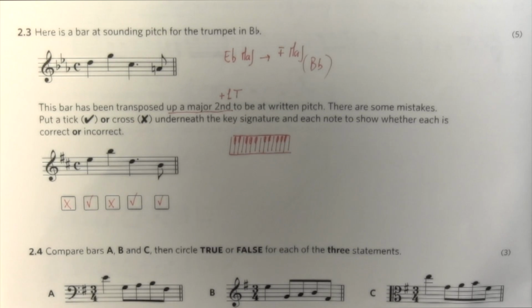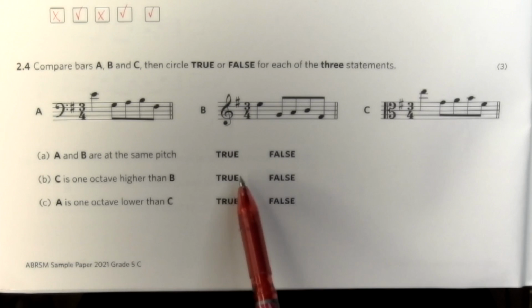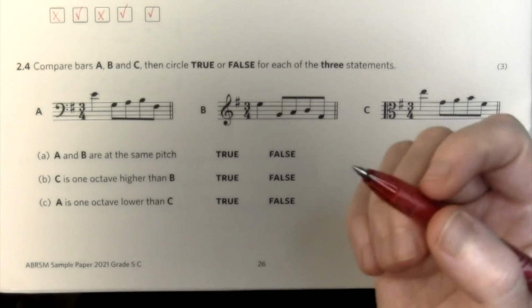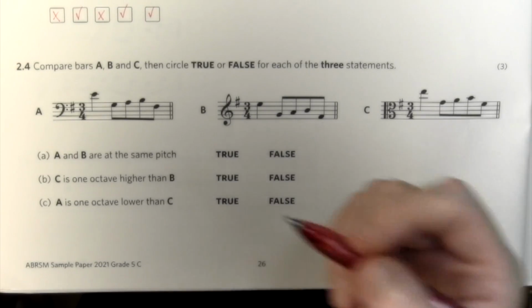Thank you. Question 4. In this question, we are asked to observe the bars and circle true or false for each of the 3 statements. To answer this question, you need the mnemonic that I've created in one of my videos relating to clefs. The link is in the description below. Again, watch it, watch it, watch it. It is useful.